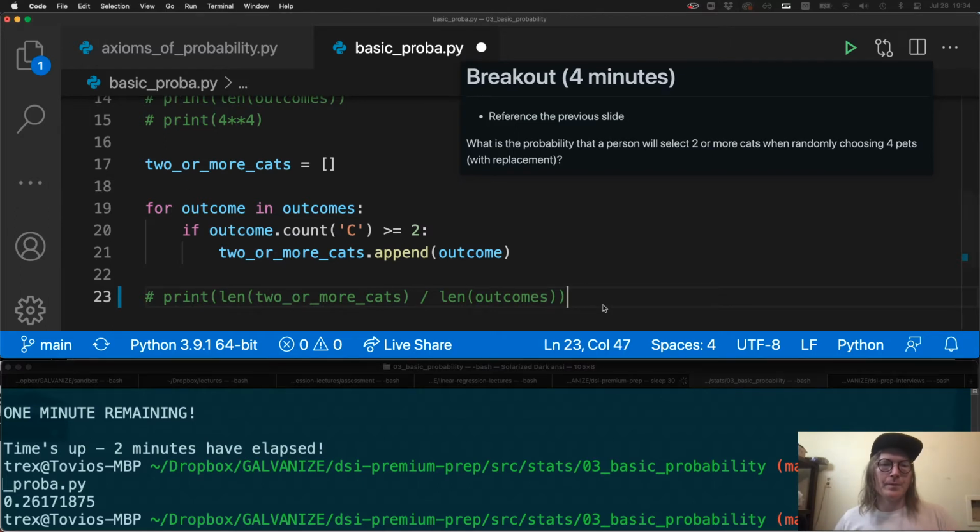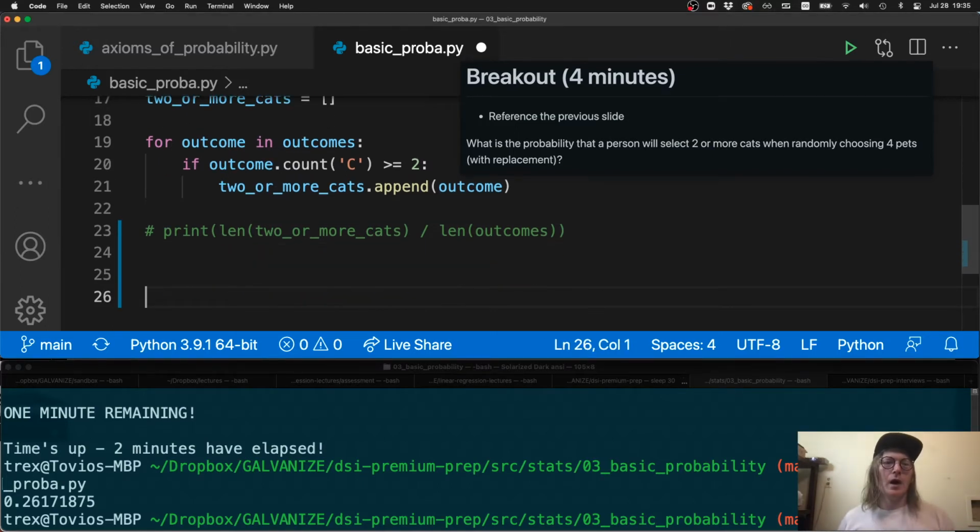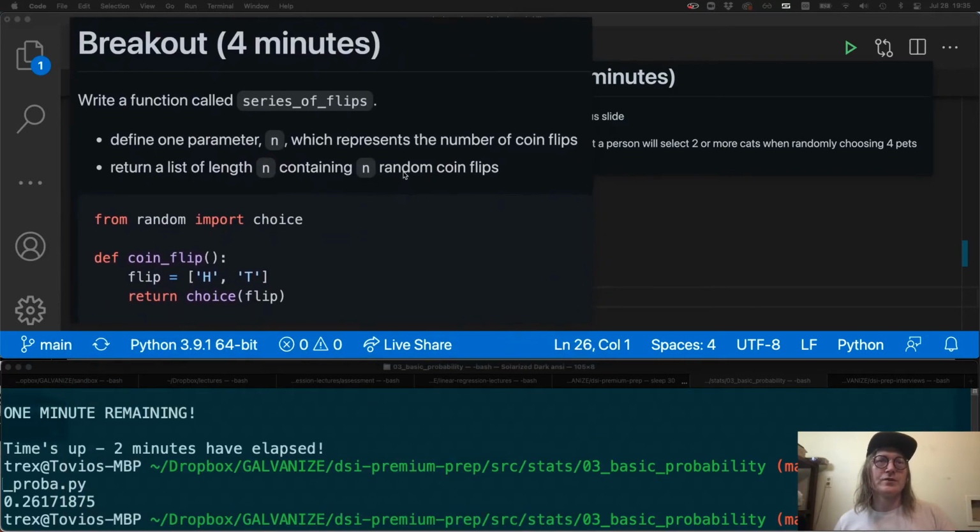Okay, so I'm going to have you, let me look at these next two. Yeah, I think this is good. So this one I'm going to give you some starter code, and let me just throw that in the Slack. And you are going to write a function called series of flips. I have this set for 4 minutes, but let's do 6 minutes on this.